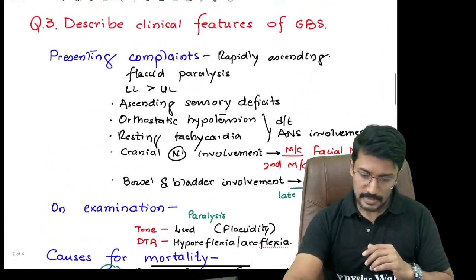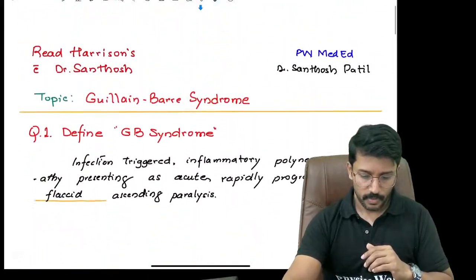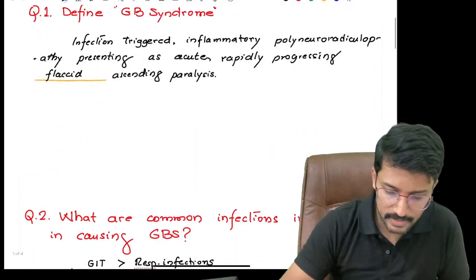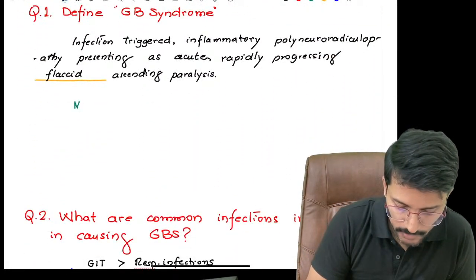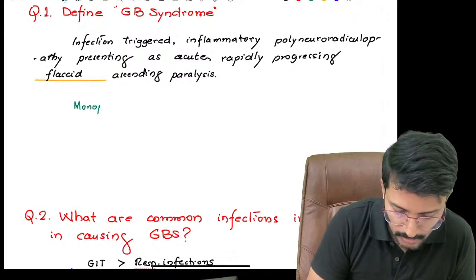So remember, GB syndrome is a monophasic illness. Now, what do I mean when I say monophasic illness?